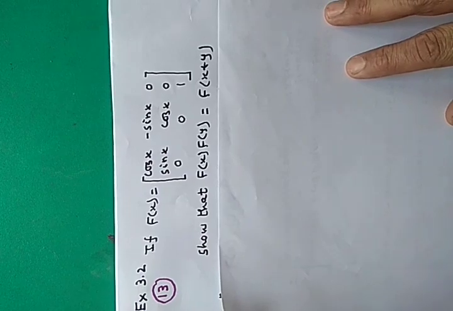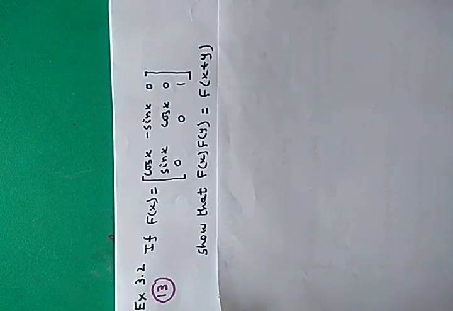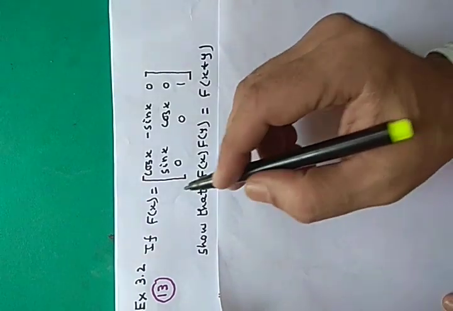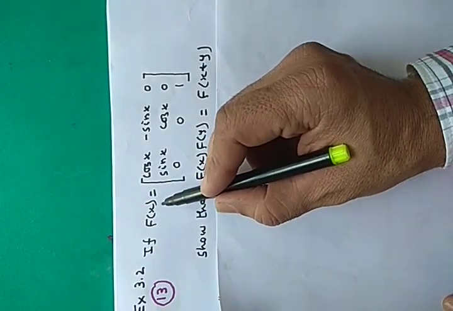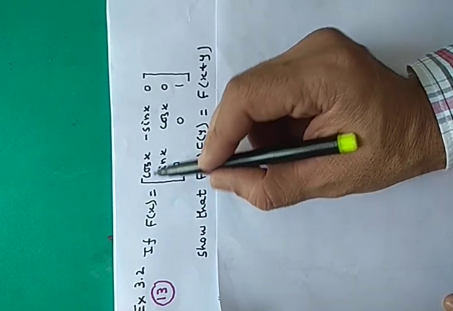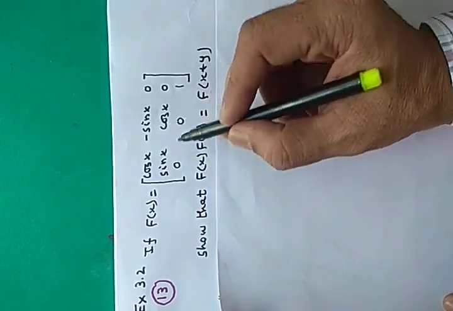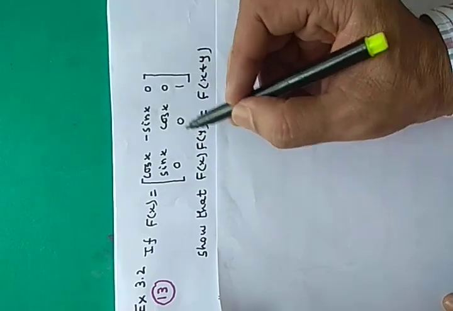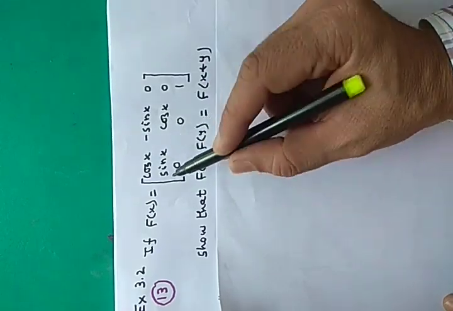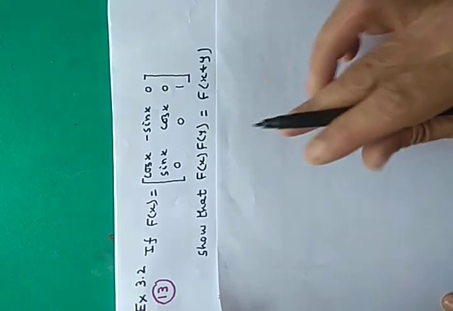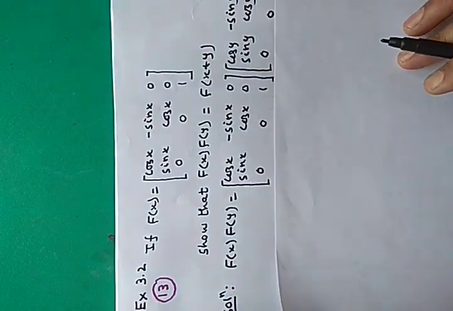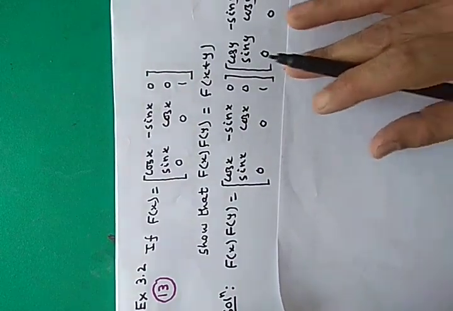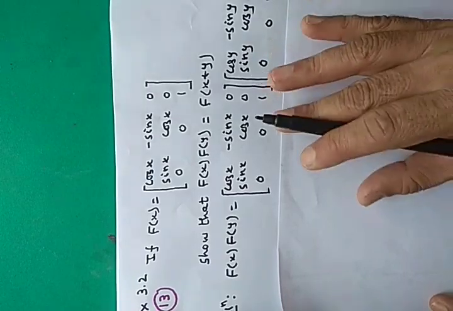Now you can see in this problem, f(x) is nothing but a function of x. f(x) means as you change x, it will change the value of all the entries of this matrix. Okay, so f(x) is this much. So now what will be f(x) into f(y)? We will see what is f(x) into f(y).